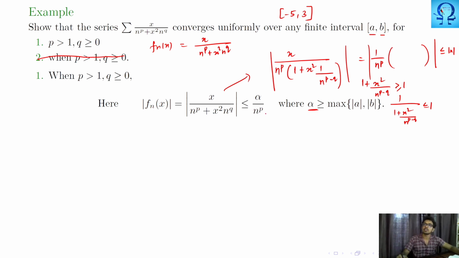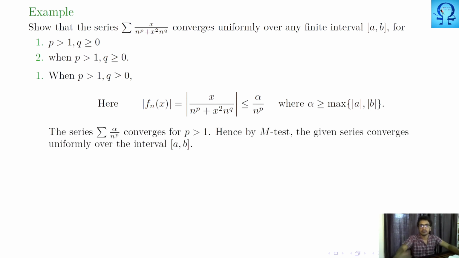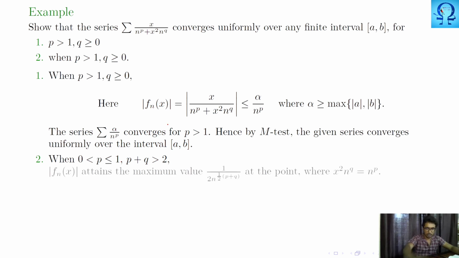Now that we know summation 1 upon n to the power p converges, that is going to imply that this will be convergent for p greater than 1, and here p is greater than 1 only. Hence by the M-test this series converges. The next case is when p lies between 0 and 1, 1 included, and p plus q is bigger than 2.